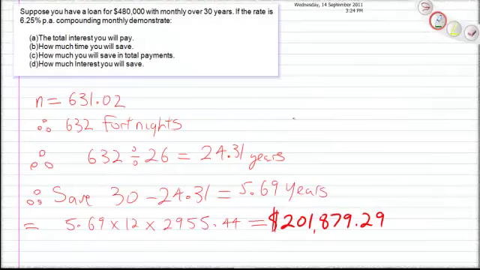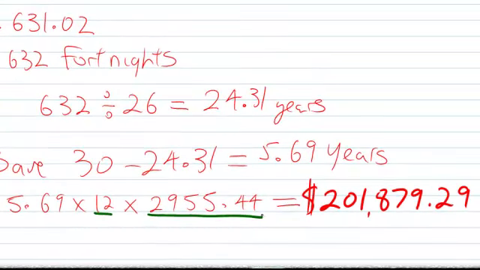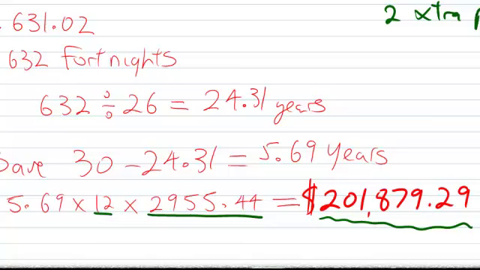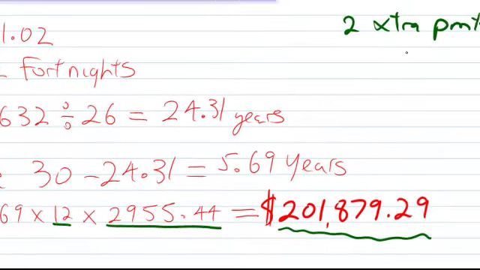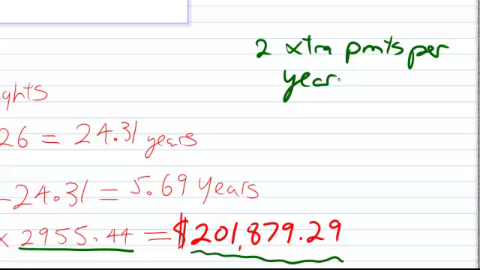How much does that come down to being in dollars? You'll save 5.69 years. Your dollars saving will be 5.69 times 12, because there are 12 months in a year, and then you times it by the original amount that you were paying back. And when you do that, you'll save $201,879.29. You save a massive amount of money just by paying fortnightly, because you get 2 extra payments per year. And over the 30 years, or over the 24 years, that saves a stack of money.